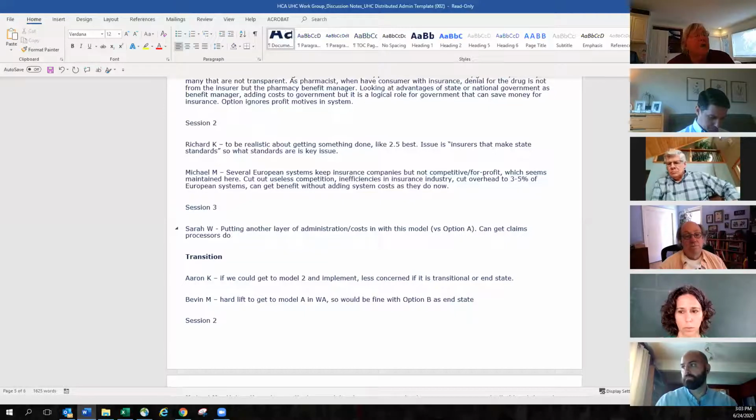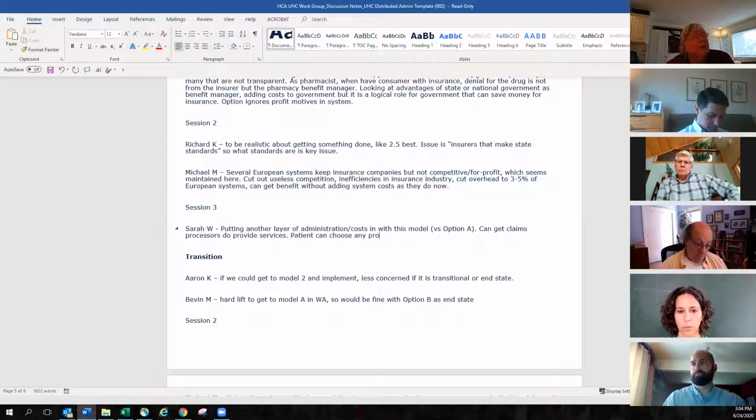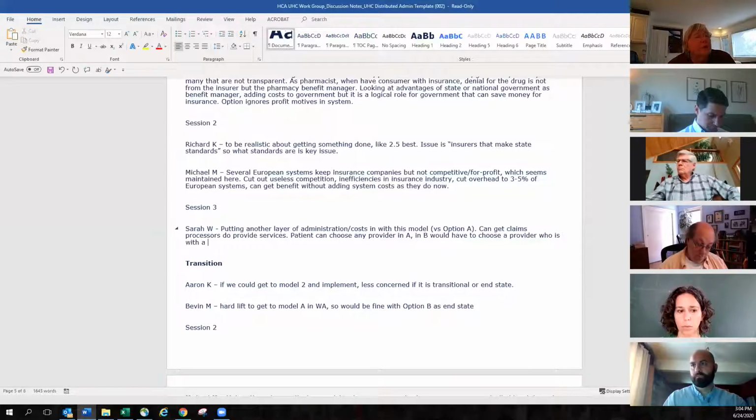Putting them in the middle like this interferes. Under the first option, patients can choose any provider. They do not have to change providers. In the second one, they would be restricted to providers that are on the list for the insurance company that they sign up with. And as we all know, insurance companies play musical chairs with their lists so that providers are on one day and off the next, and it can be impossible to find out who's on and who's off.